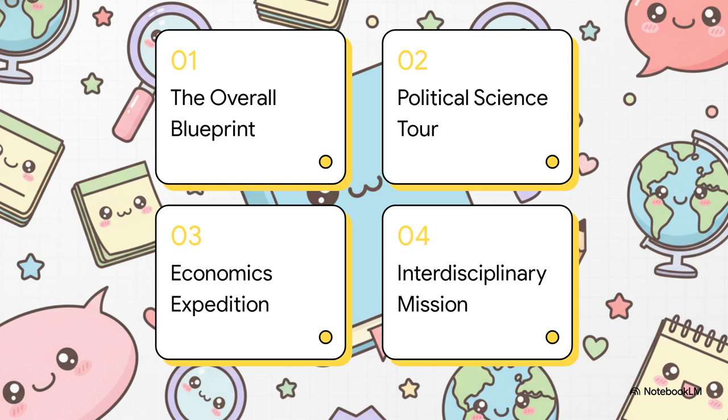So here's how we're going to do it. Think of this as a guided tour. First, we'll look at the overall blueprint, the big picture. Then, we'll take a tour through political science. After that, we're off on an economics expedition. And to wrap it all up, we'll tackle what I'm calling the interdisciplinary mission. That's your project work. 4 quick stops, and you'll get the whole picture.